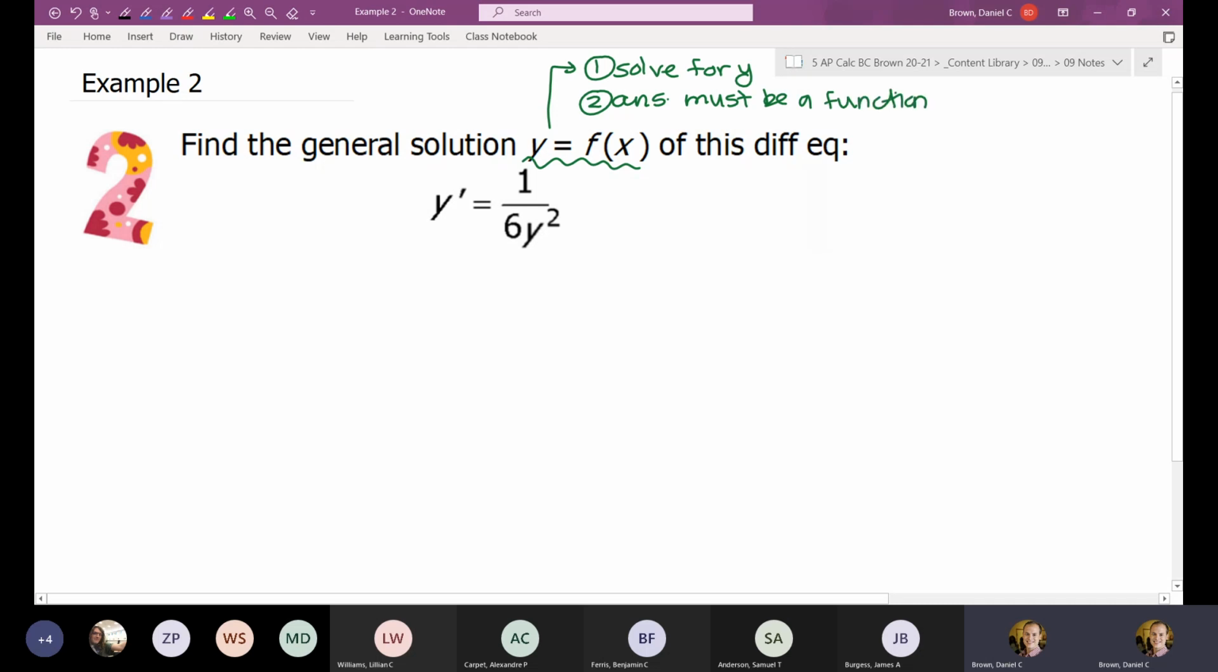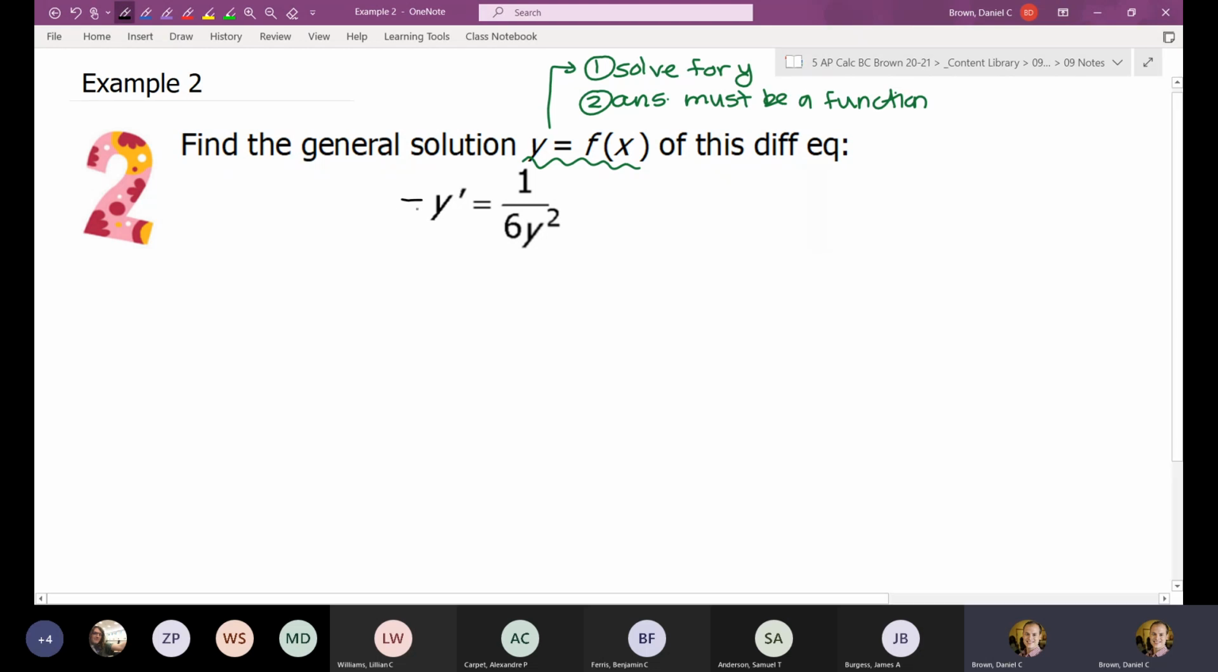And that's why it's using the function notation. So it's basically telling you to solve it for y, so that y is a function of x. And we'll talk about how to make sure we satisfy both of those. So again, it does tell us to find the general solution.